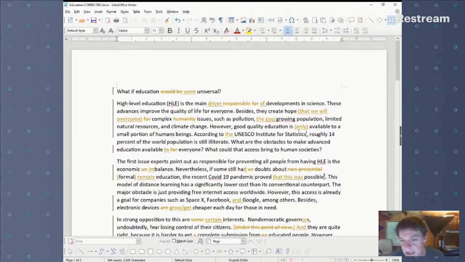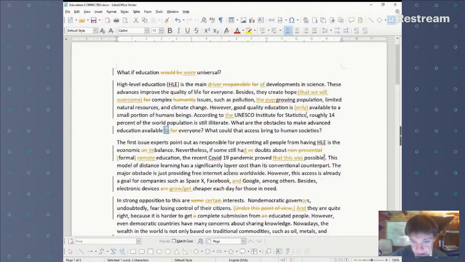However, good quality education is only available to a small portion of human beings. I do recommend the "only" here. It emphasizes again that only some people get a high quality education, whereas many others do not. So according to the UNESCO Institute for Statistics, roughly 14% of the world population is still illiterate. What are the obstacles to make advanced education available to everyone? Not "available for somebody", but "available to somebody". And we'll see that mistake repeated. So what could that access bring to human societies?